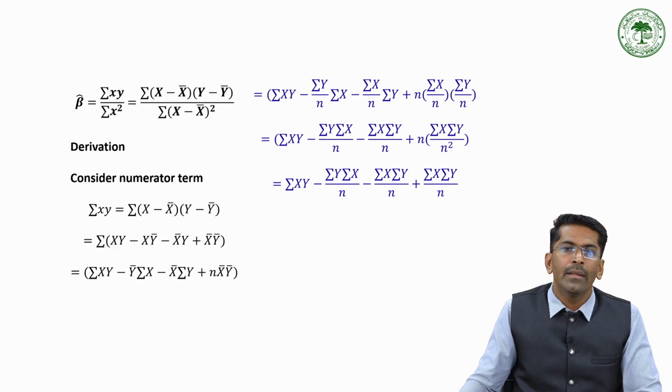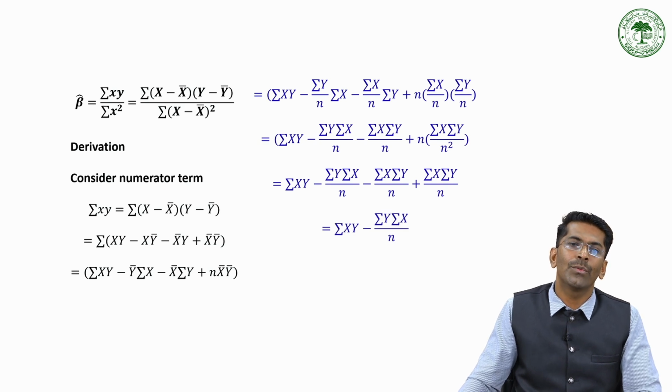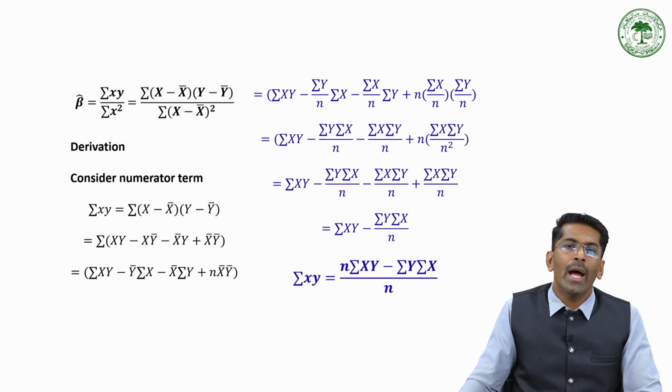Now see, these are the two equal terms, so minus sum of x sum of y divided by n plus sum of x sum of y divided by n will be cancelled out. What is remaining here is sum of xy minus sum of y into sum of x divided by n. So these two terms will be remaining here. Now I am going to rewrite this by taking the common denominator, that is n, by multiplying the first term by n. So the numerator term will equal n into sum of xy minus sum of y into sum of x, divided by n.